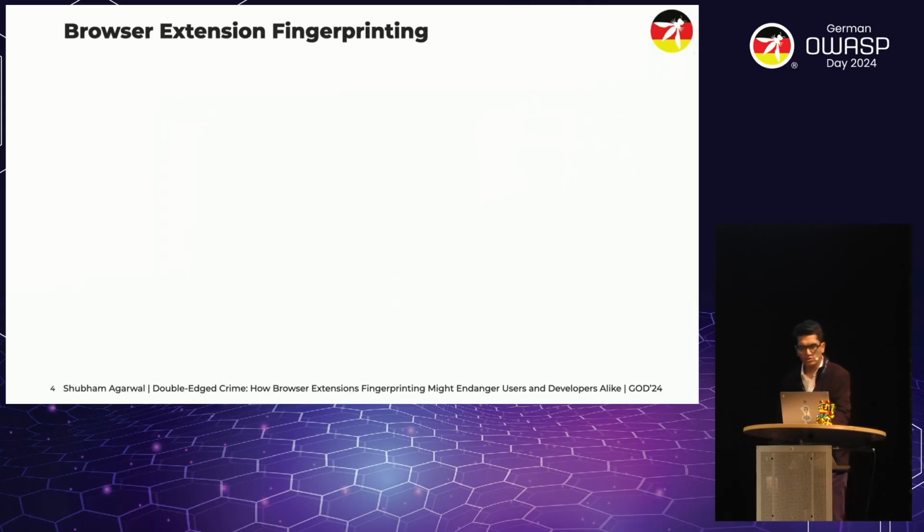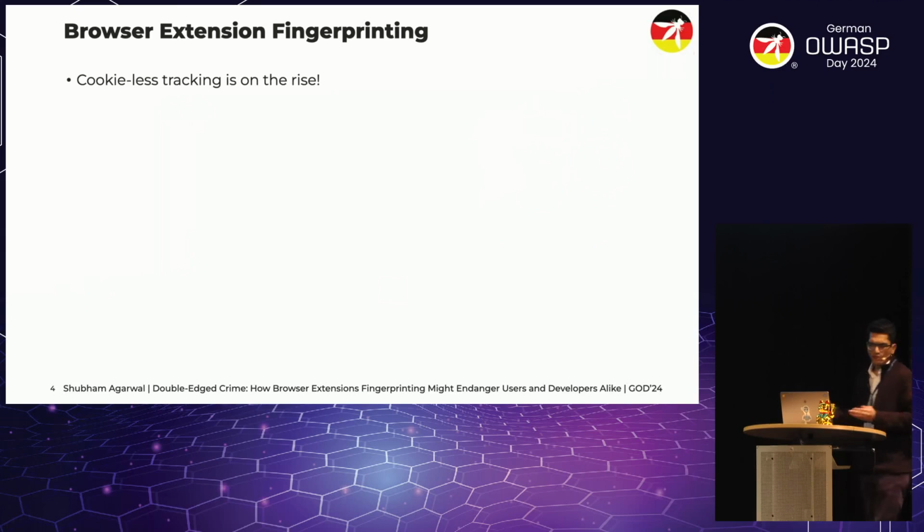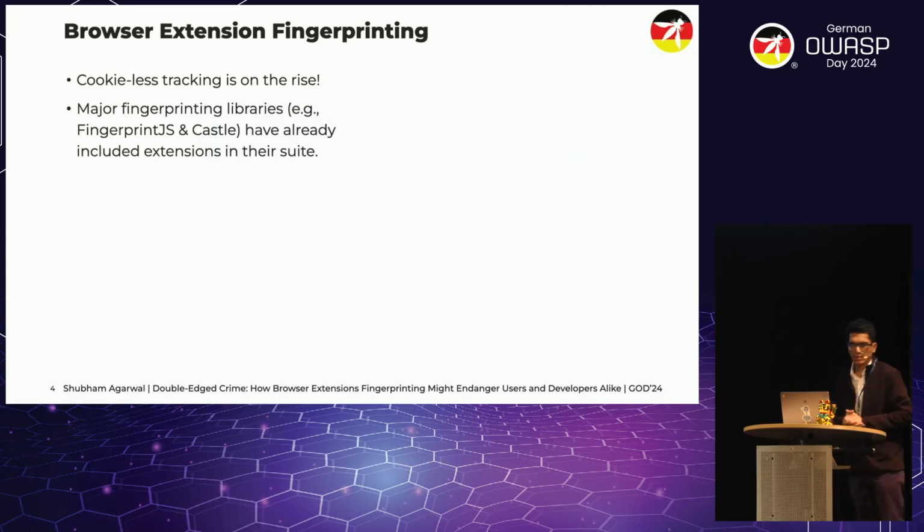Now, coming to the main crux of it: fingerprinting. Why do we care about this? With all the fuss going around third-party cookies and their deprecation, and how people could track through cookies, cookie-less tracking is gaining traction nowadays. Interestingly, there are fingerprinting libraries like FingerprintJS and even Castle. They claim to have already incorporated extension-based fingerprinting in their suite. But in my opinion, these are the ones that speak out loud, and there might be many more libraries which actually do that.